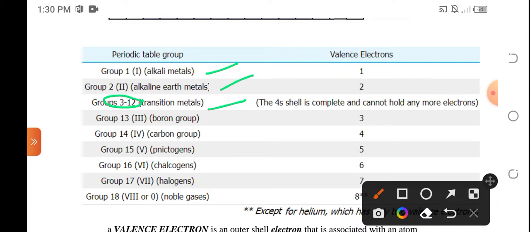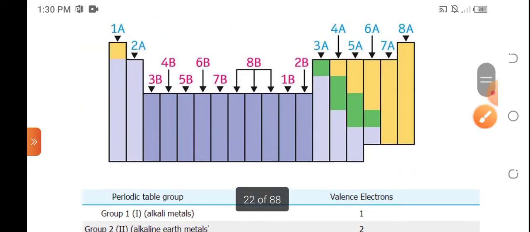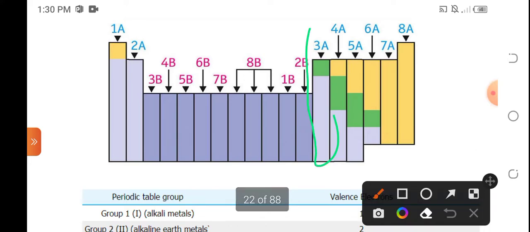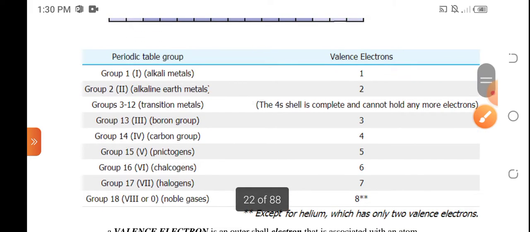Yung first 5 ay early transition and the last 5 are late transition. Then we have group 13 or group 3A, which is the boron group. So asan ang boron group? Ito. So here is the boron group. Nandiyan siya sa 3A. Okay?